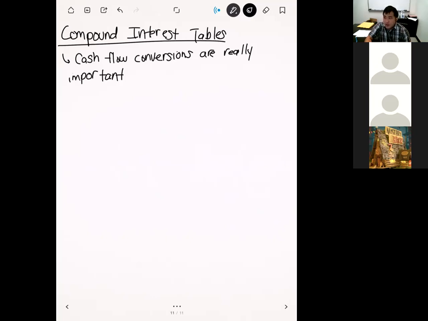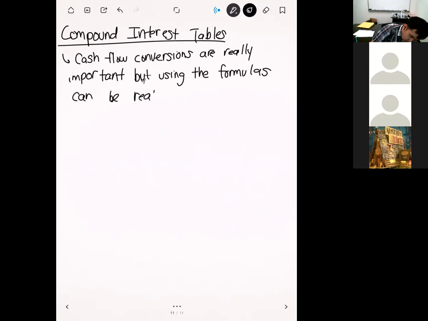Okay. Cash flow conversions are really important, but using the formulas can be really cumbersome, right? You can even say that they're really annoying. Right? And so what if I told you that there's a way to perform these conversions without having to use a formula? Okay.